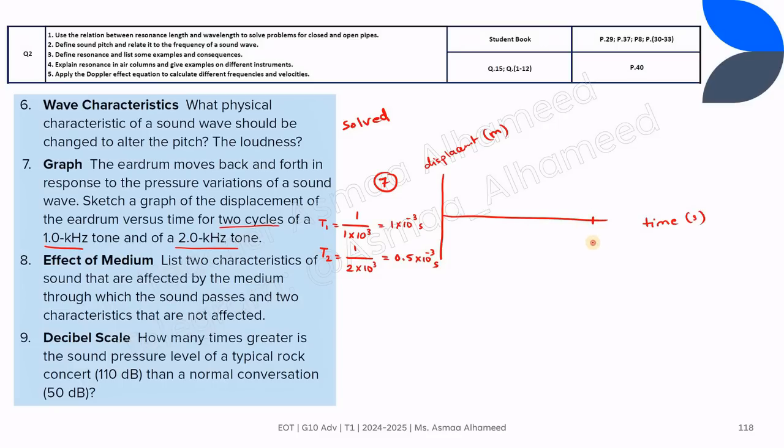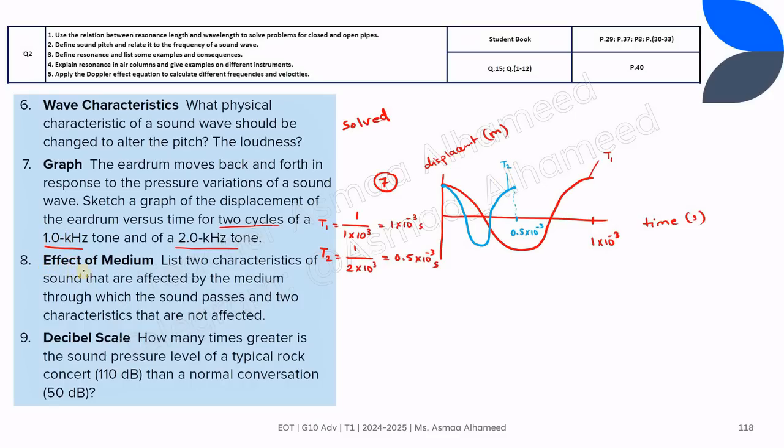So let's say this is my 1 times 10 to power minus 3 seconds. We can say the first wave can start like this and then end here. So this is one full wave. This will be for T1. Now for the second wave we need 0.5 times 10 to power minus 3. So we can start from the same point and then it will be something like this. So it ends here, and this is for period 2.